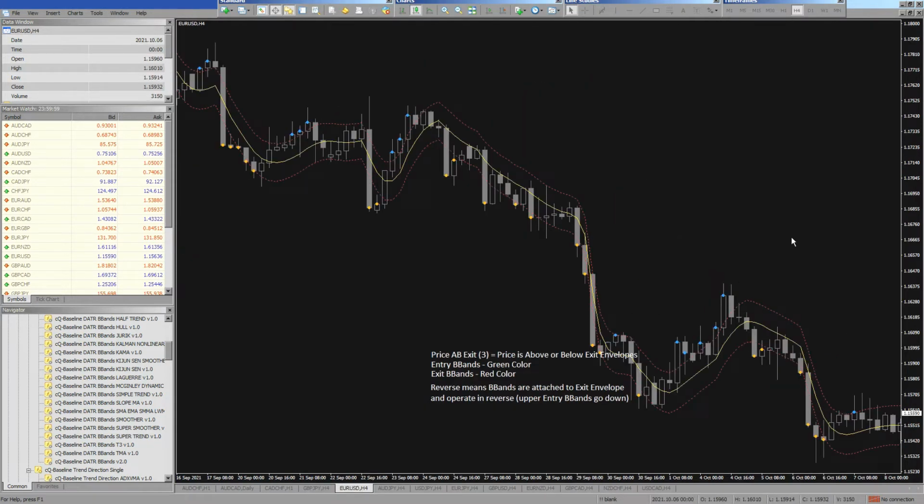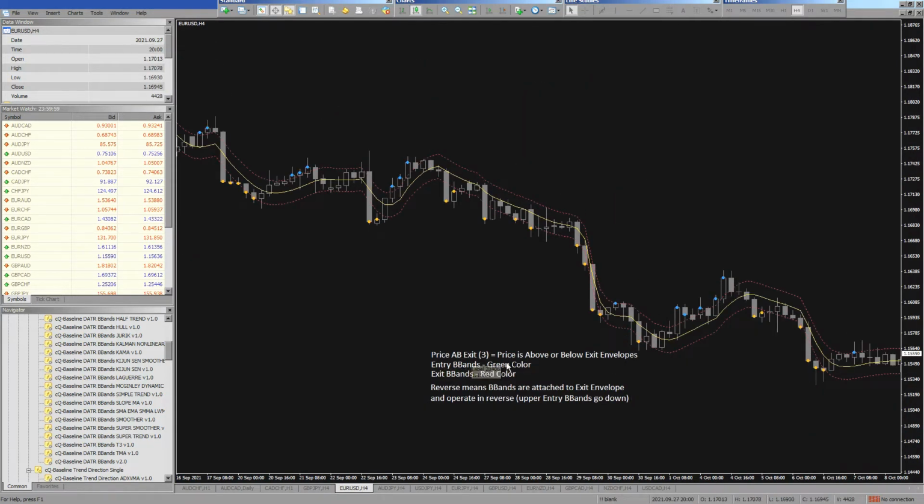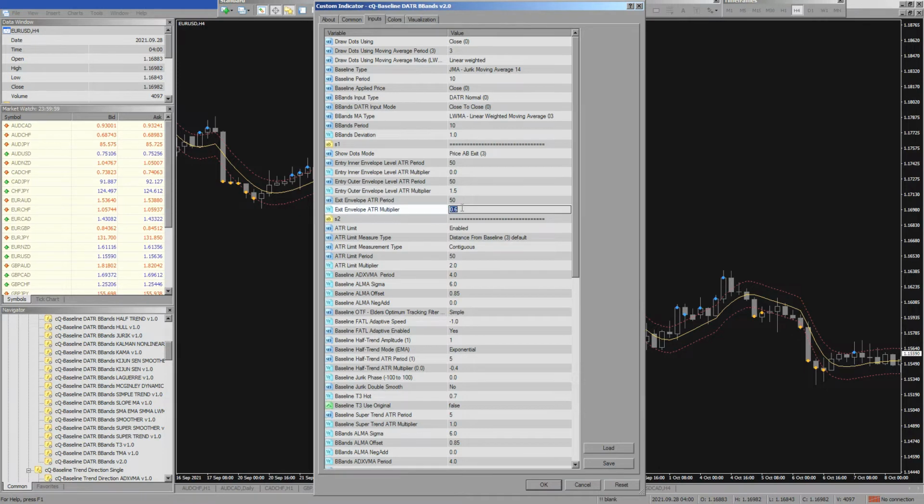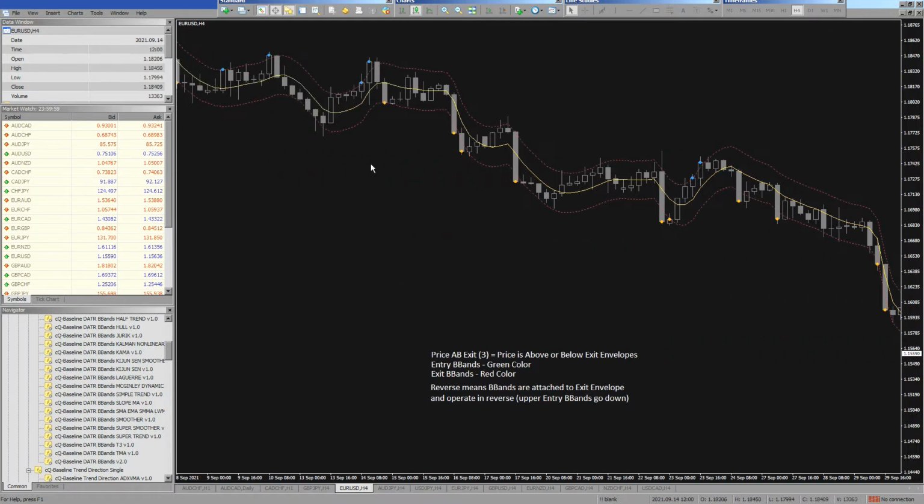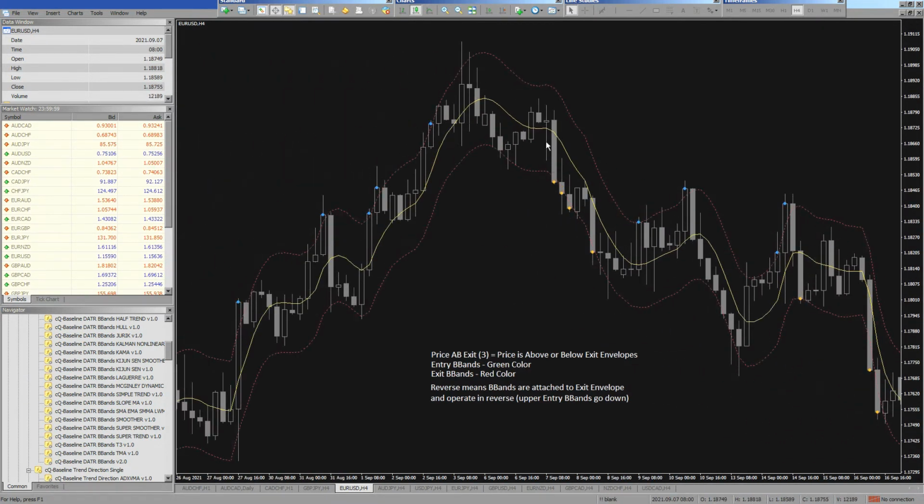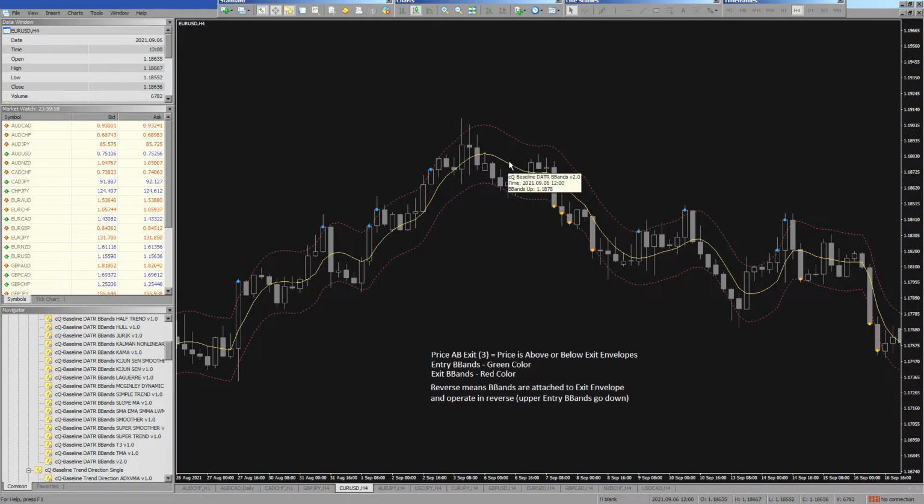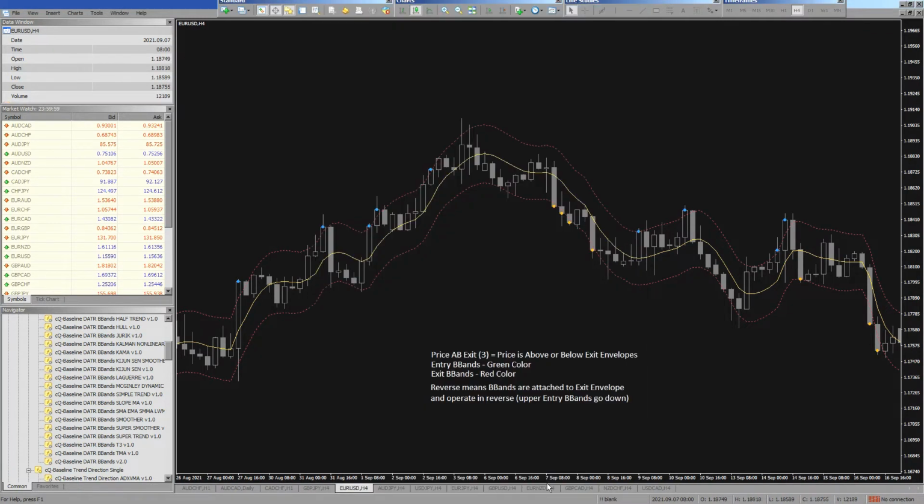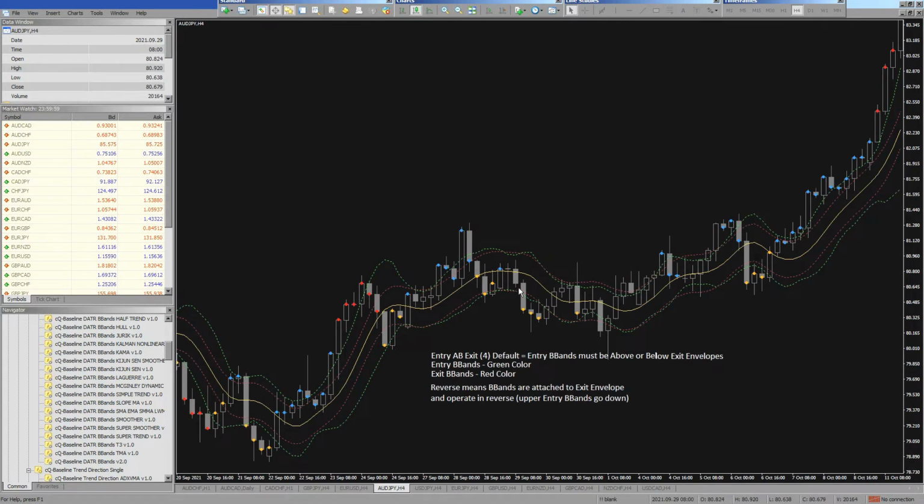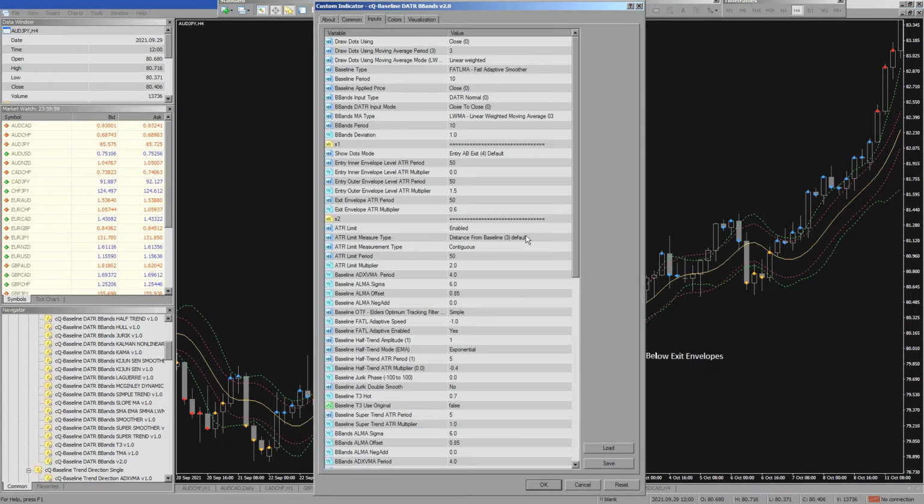And this next one, price is above or below the exit envelope, and it'll print a dot. So if you made this 1, make it wider, you get fewer choices. I mean, it's pretty simple. That's a pretty simple one, if you wanted that one. And there's no entry B-bands used. Okay, and then the next one is this.